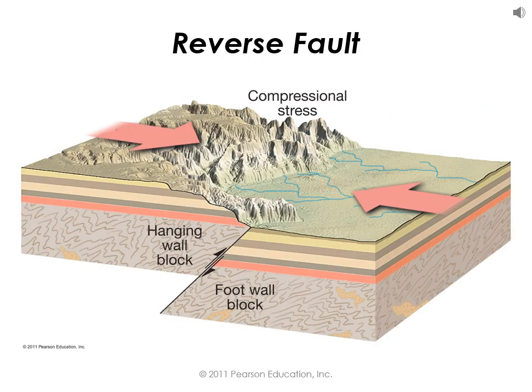And then here's a reverse fault. So in this case, again, we've got compressional stress pushing the rocks together, shortening and thickening the crust. So the hanging wall block over here is thrust up relative to the footwall block, and so we can see mountains on this side resulting from that fault scarp.